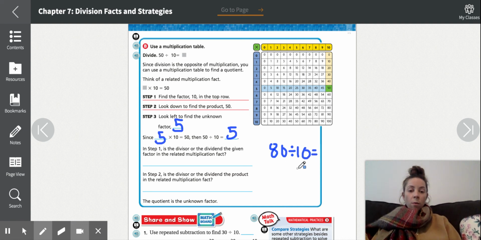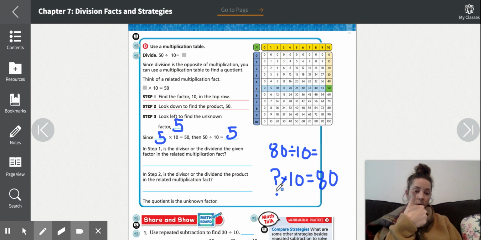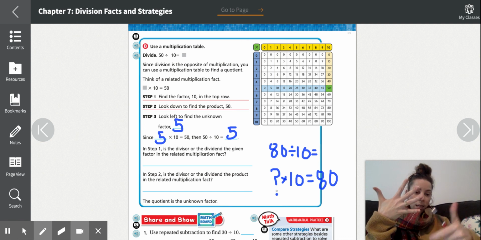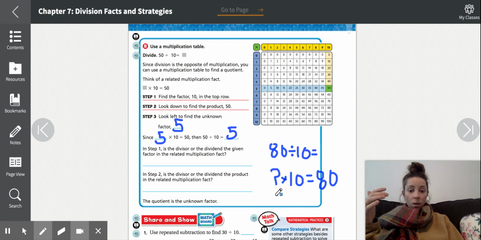Okay, so I would flip it around, make it into multiplication. What times 10 equals 80? So skip count by 10 until you get to 80. And how many times did you have to do it? 10, 20, 30, 40, 50, 60, 70, 80. That's 8 times. So this question mark or blank must be 8.